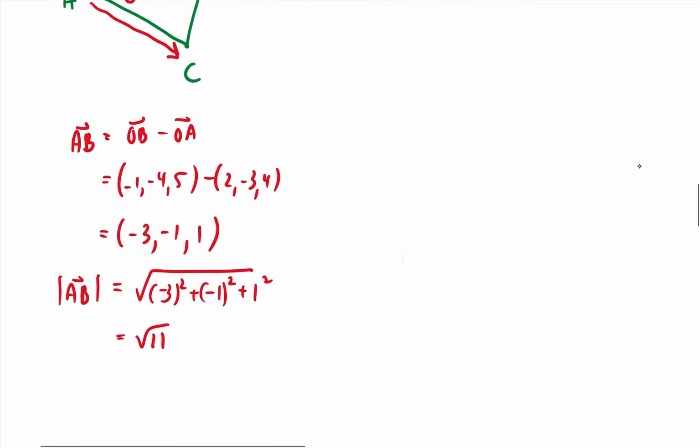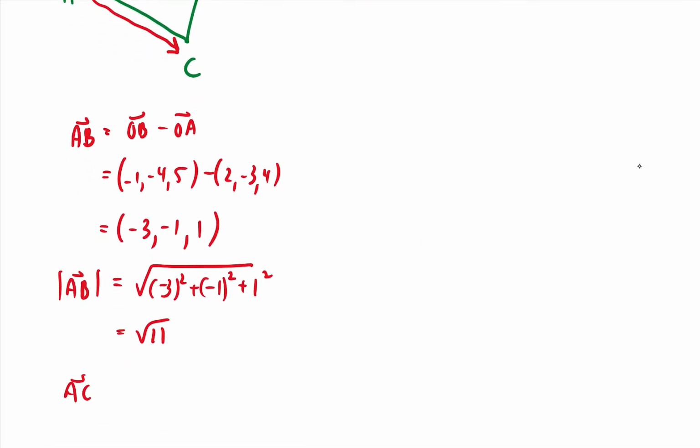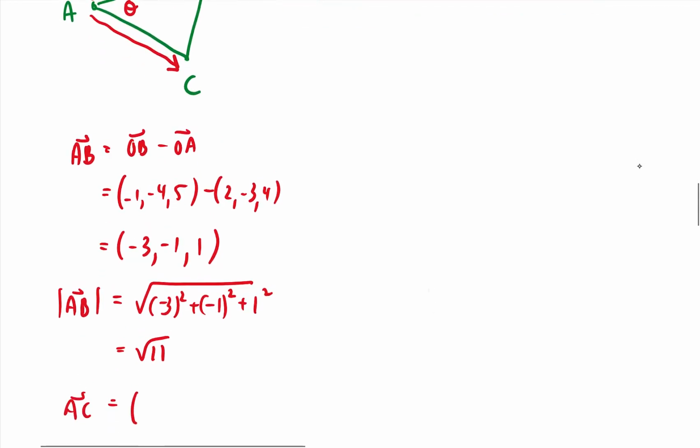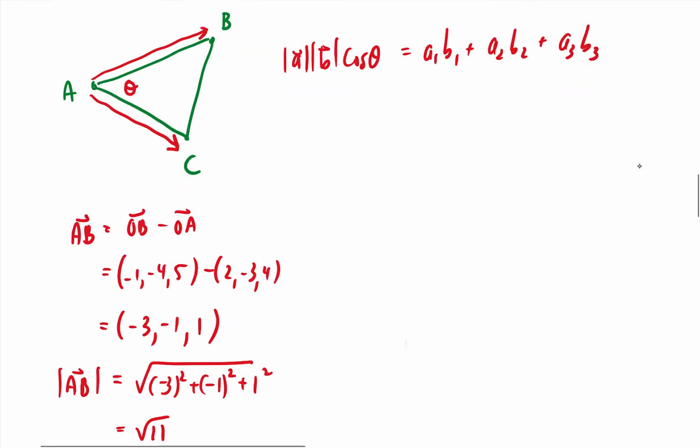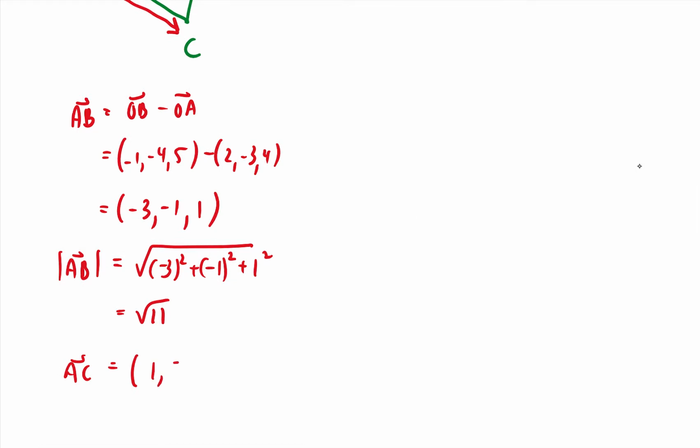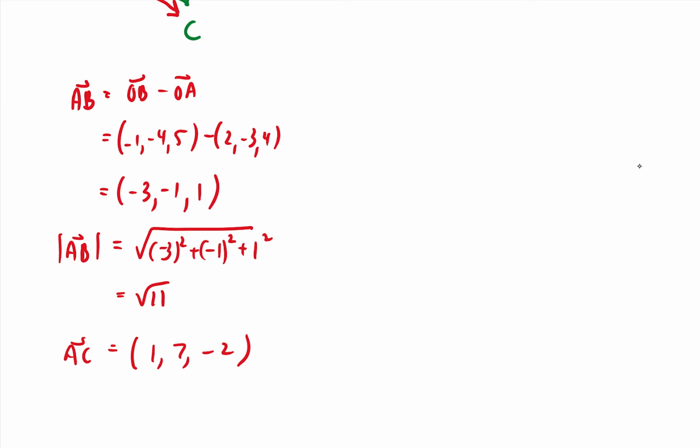All right, the next vector we need is AC. And I'm just going to skip to the components. So AC would be OC minus OA. So that would give us (1, 7, -2). So we have 1, 7, and -2. And then the magnitude of vector AC is equal to the square root of 54.